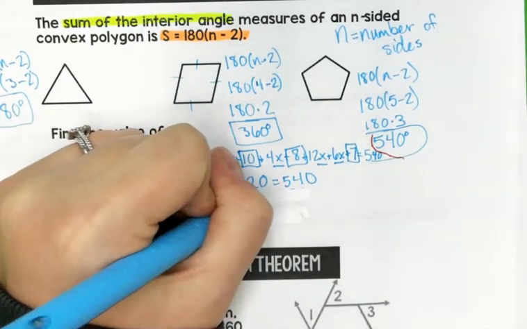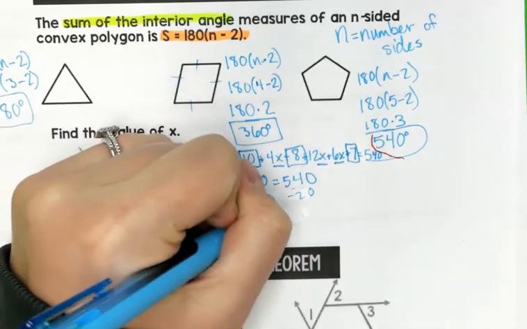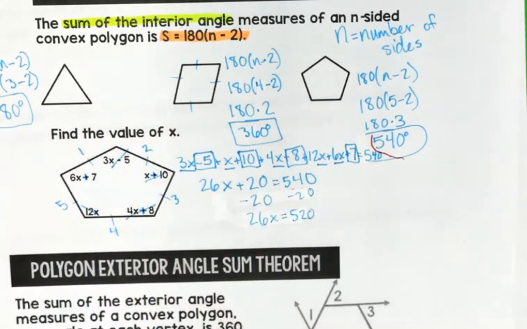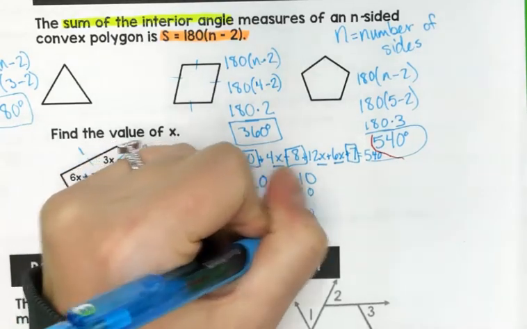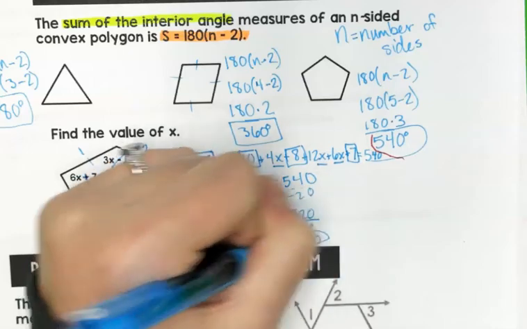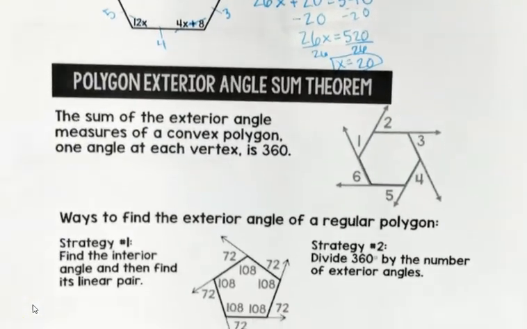Great, and then our next step will be just subtracting 20 on both sides. 26x equals 520. And then when you divide 26 on both sides, you get 20. All right, and then moving on.